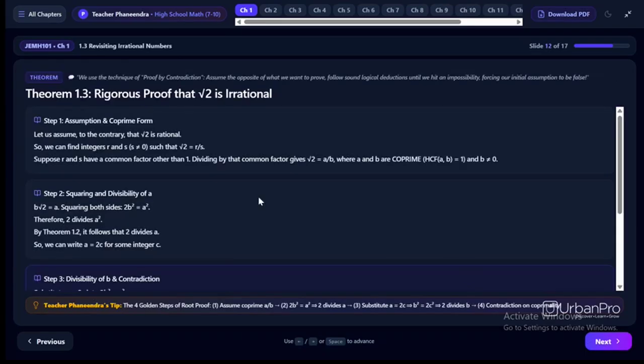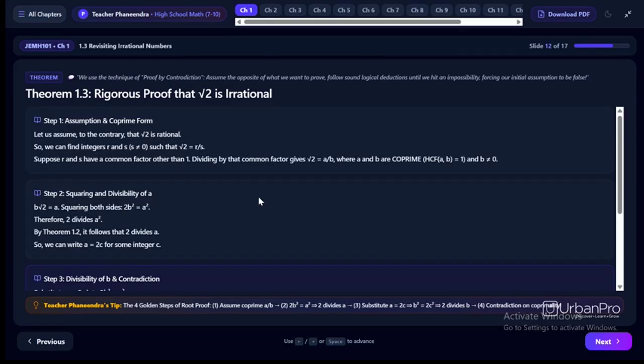So, the rigorous proof that root 2 is irrational. In this session we'll prove root 2 is an irrational number. That means it cannot be written in the form P by Q, where P and Q are co-prime. So for the proof, children, let's assume root 2 is a rational number. If we get a convincing end, then root 2 is rational. If we get a mathematical contradiction or impossibility, then root 2 is not rational, root 2 is irrational.